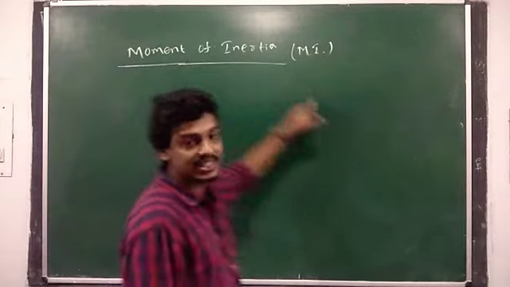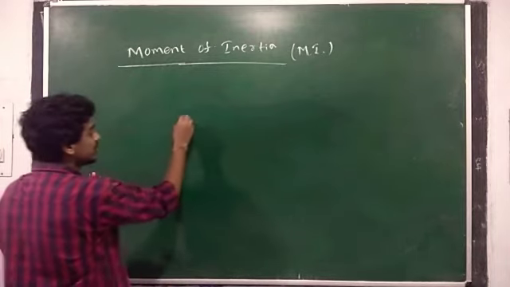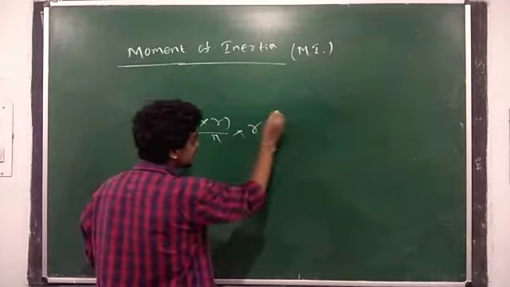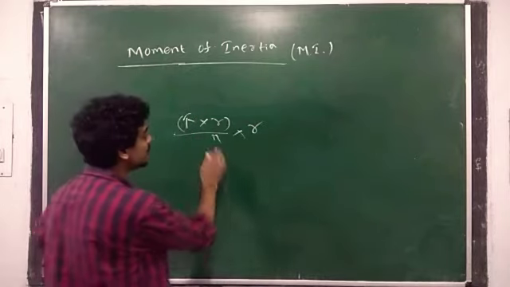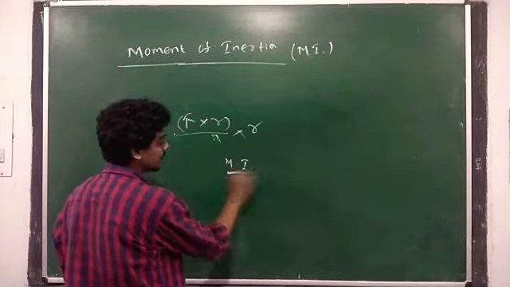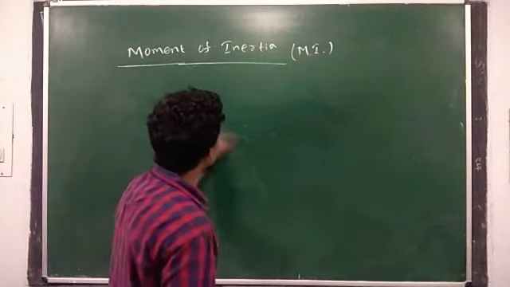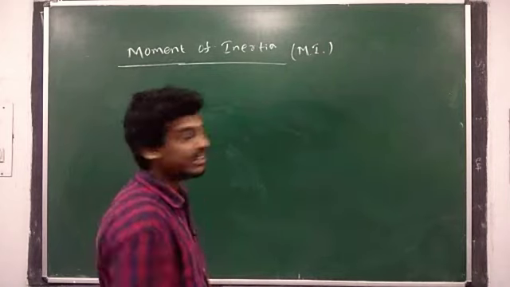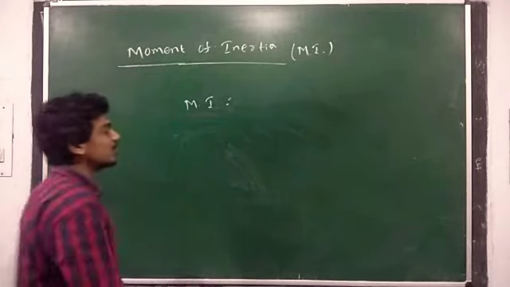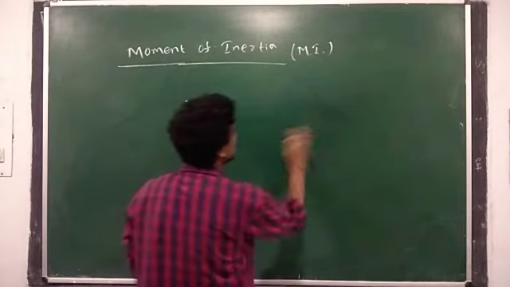So moment of inertia means what? Moment of moment. So force into distance, that will give you one moment, into the perpendicular distance again, that r, that will give you the moment of inertia. Okay, so the moment of inertia in strength of material you can calculate by taking two methods. One is method of integration, that is the most important method you will solve.